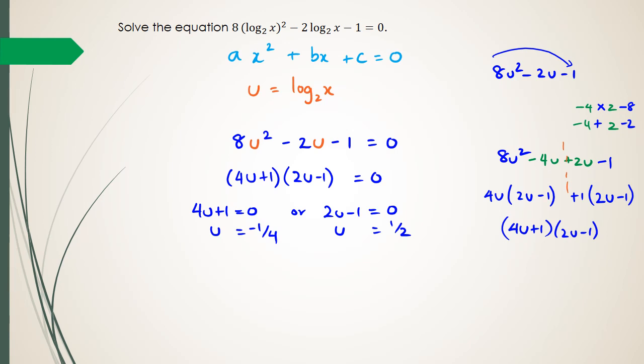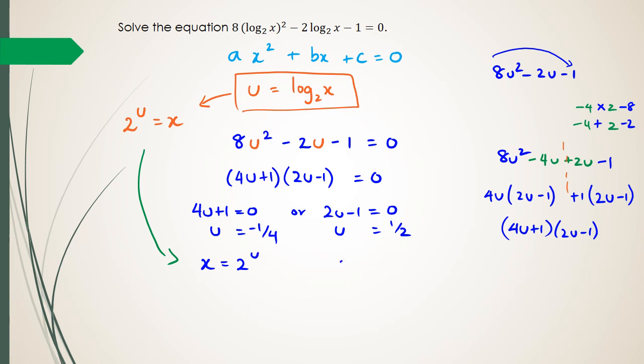But remember, we're actually trying to figure out what x is. We've just figured out what u is. So we've got to go back and substitute into this equation to figure out what x is. Now, what I'm going to do on the side here is rewrite u equals log 2x as 2 to the power of u equals 2x, because that's the base, the 2, and the power is on the other side. So going from there to here, I can say x is equal to 2 to the power of u.